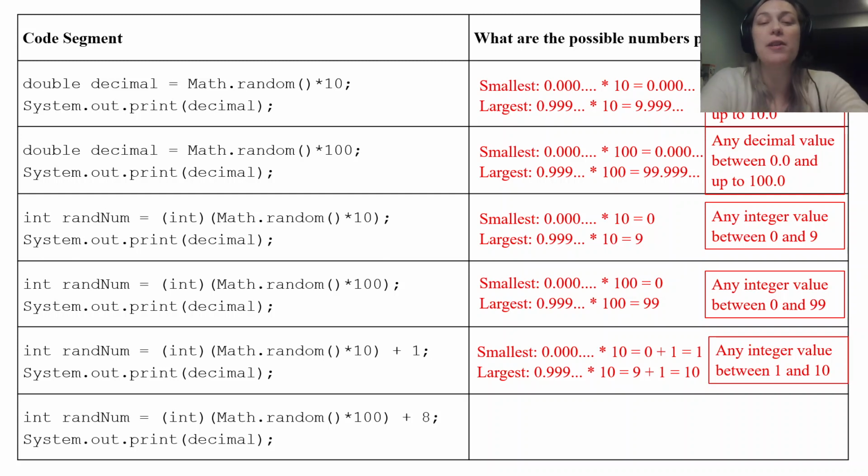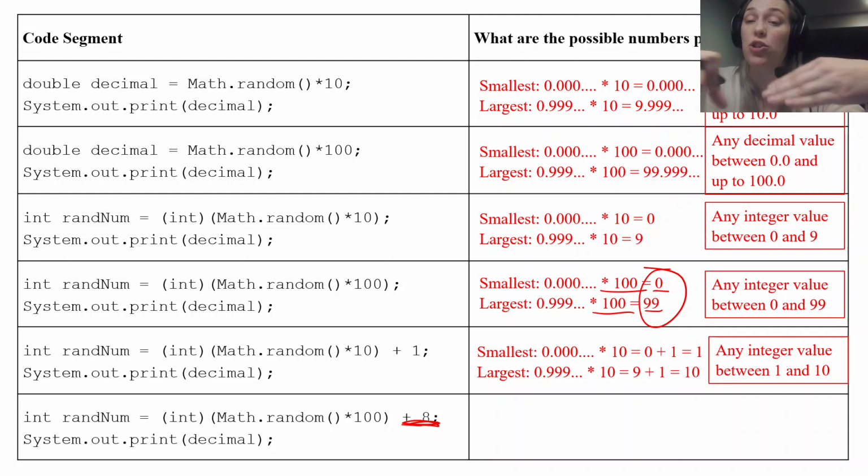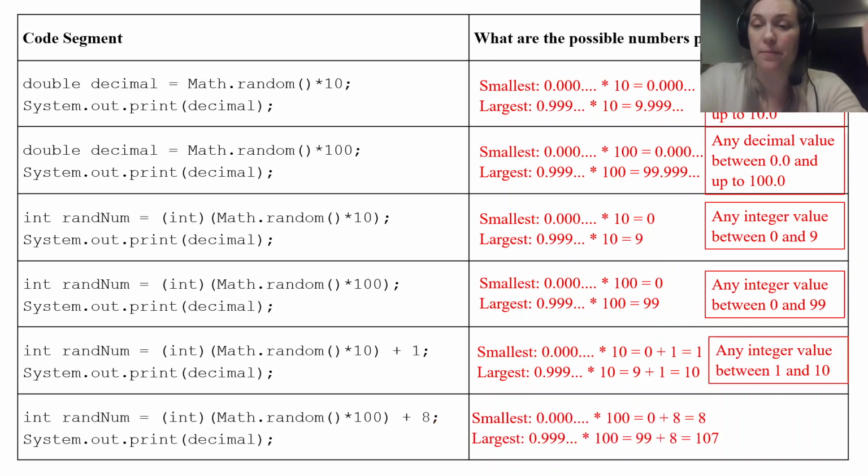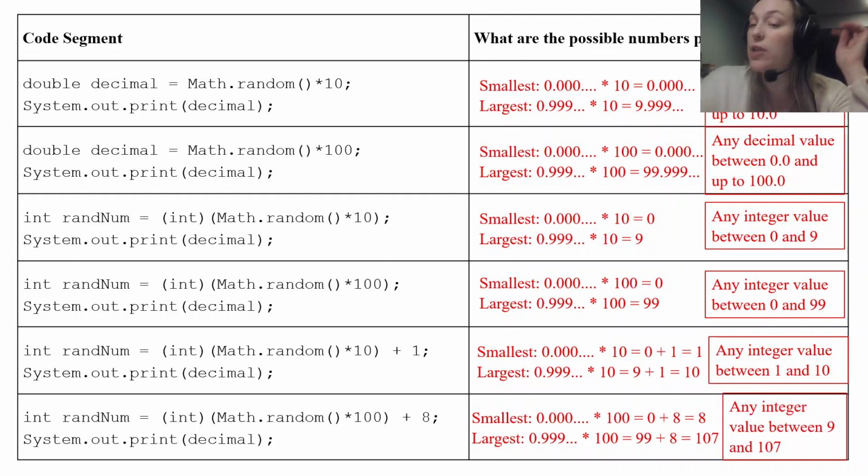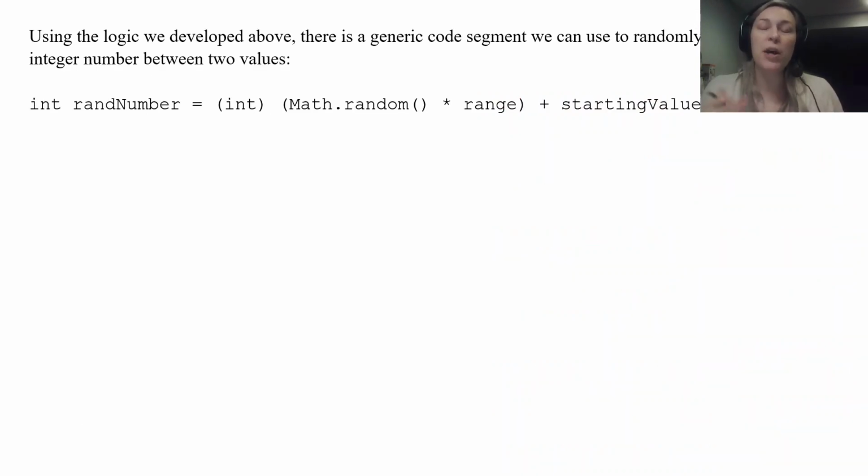Same thing with the times 100, but now I'm adding a +8. So here was my times 100, and then truncating was 0 through 99. If I add 8 to each of those boundaries, so the smallest boundary and the largest boundary, 0 + 8 is 8, 99 + 8 is 107. So this code segment will give me any integer value between 8 and 107. Okay. So you see that? Now all of a sudden I'm able to get an integer value between two values that I want. Okay. And that's the little code segment that we use when we want a random integer.